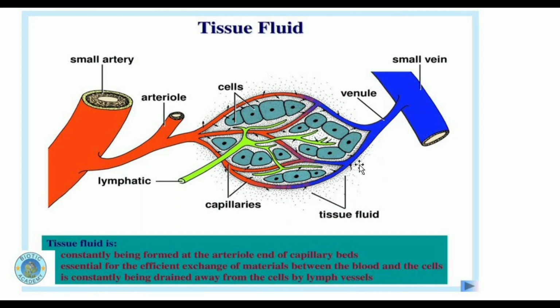So this tissue fluid helps the exchange of material between the blood vessels and the tissues. The tissue fluid is basically the leaky plasma of the blood, which provides a medium for the exchange of material.